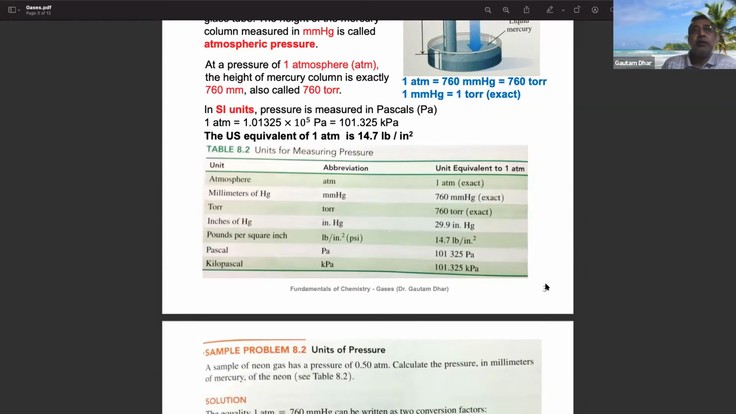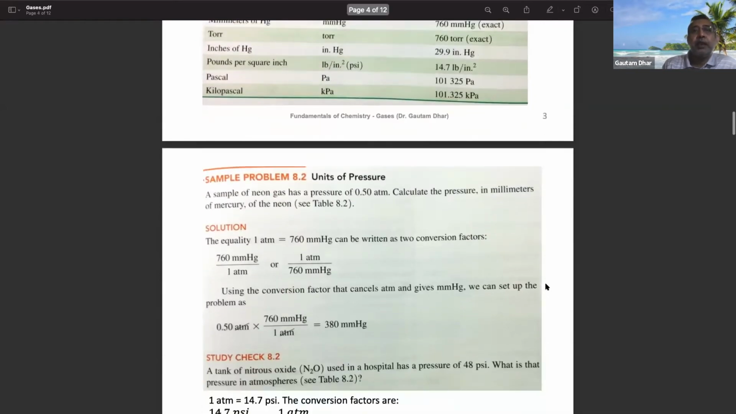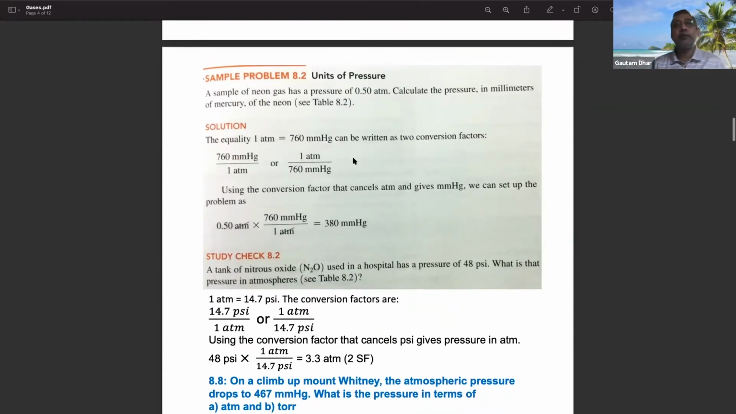Now we can use this to convert between the units. Like here we have a simple calculation. A sample of neon gas has a pressure of 0.5 atm. Calculate the pressure in millimeters of mercury. Now you can see all these conversion factors are the same as what we did in the measurement chapter. So when I give you a question like convert millimeters to kilometers, you have to show the conversion factor exactly like the way it is done. Cancel the units. Everything is done the same way. Whatever we learned in the measurement chapter, we are now using here. This is a conversion factor. The atm cancels out, and you get 380 millimeters of mercury.